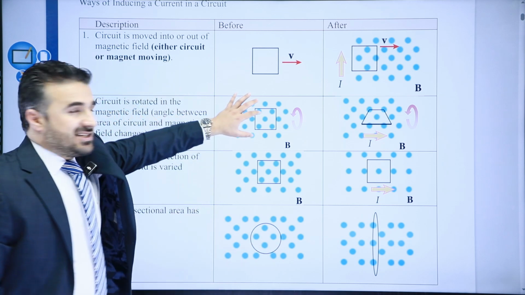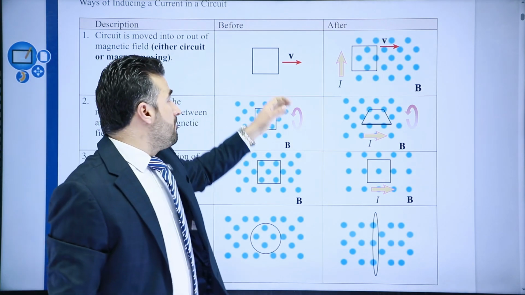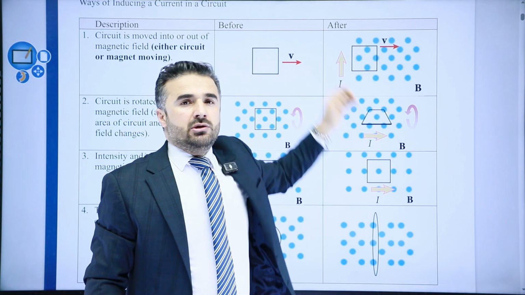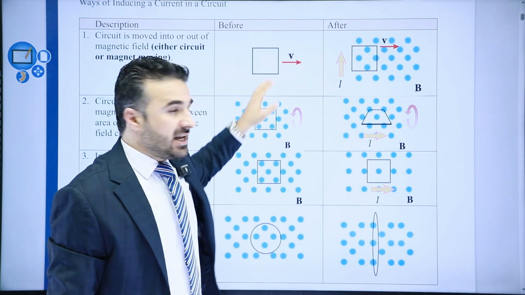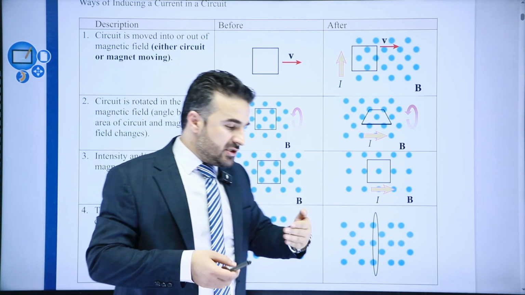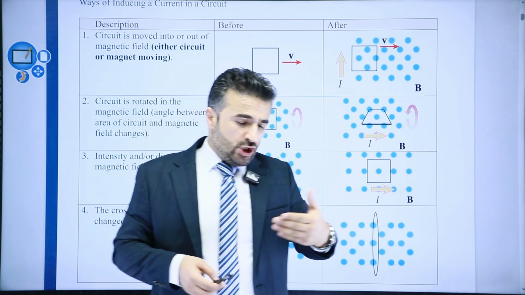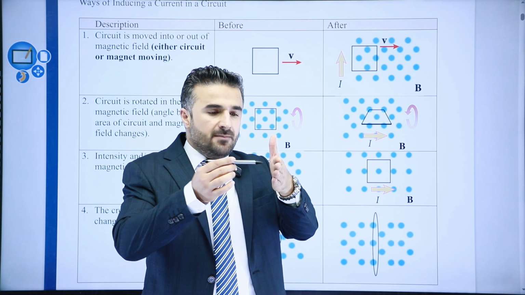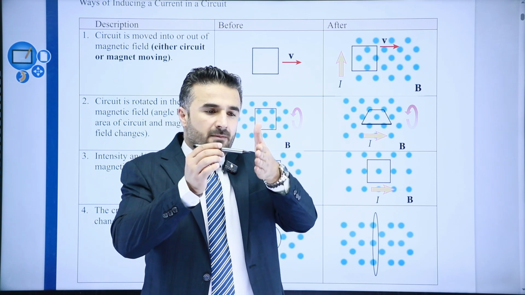Okay, now that was the second method. So what was the first method? Moving a coil into a magnetic field, or moving the magnetic field onto the coil. It doesn't matter. That was the first. Second, by rotating the coil inside or within the magnetic field. Once again, that would alter or change the angle at which the magnetic field line is cutting through this. Imagine this. If this is the magnetic field line, this is the coil.